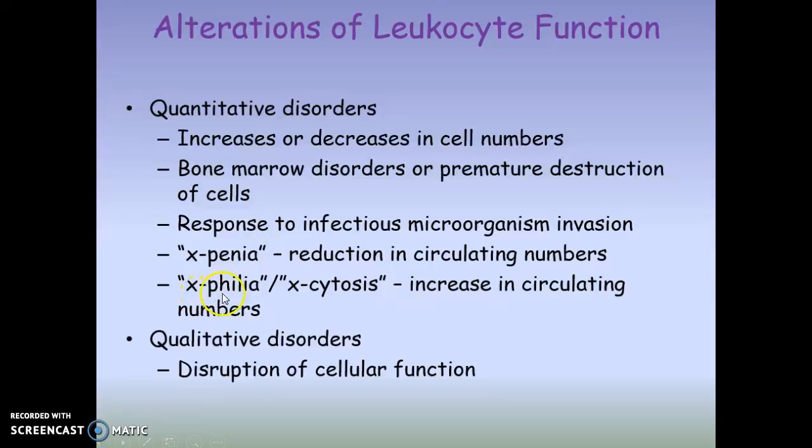Eosinophilia would be a love of the eosinophils, so it's going to be an increase in the eosinophils, or cytosis. Both of those would indicate an increase in the circulating numbers. All right, so know these two word endings, the penia and the philia or cytosis. Then there could be a qualitative disorder. If it's qualitative, then it's an issue in the quality or the function of those cells.